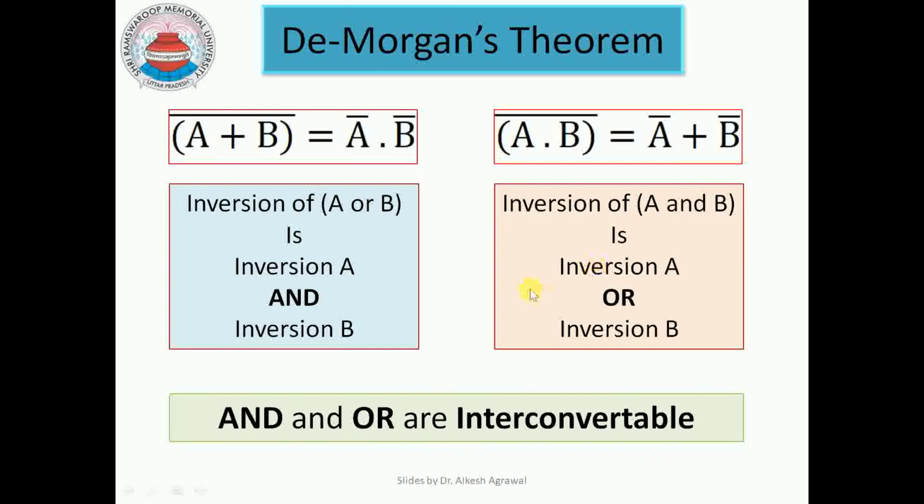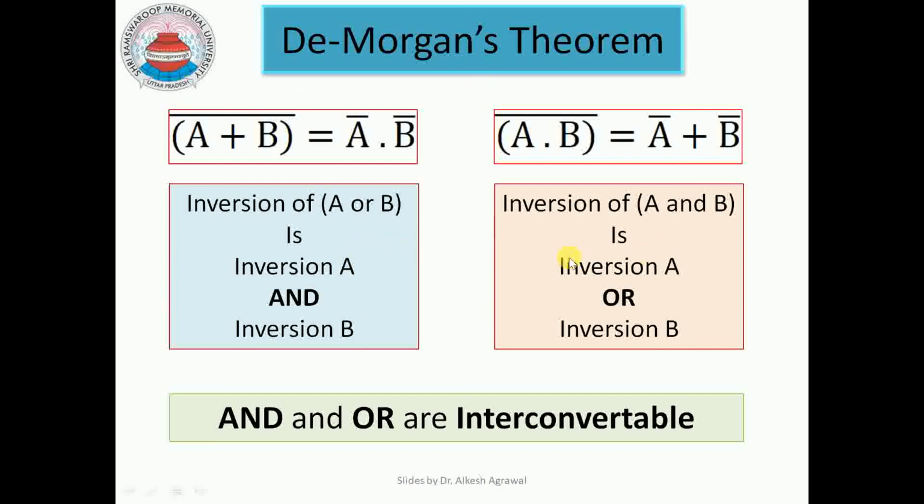Now we'll discuss about the De Morgan's theorem. The first is the inversion of A or B. Here we have put a bar here which is inversion. So inversion of A or B is equivalent to inversion A and inversion B. That is AND of inversion A and inversion of B. This is the first De Morgan's theorem. This is very important and applicable in many situations.